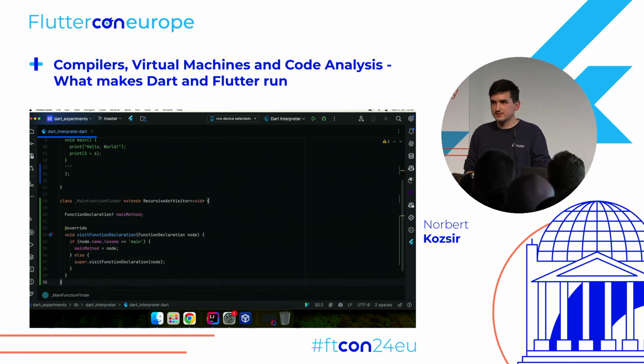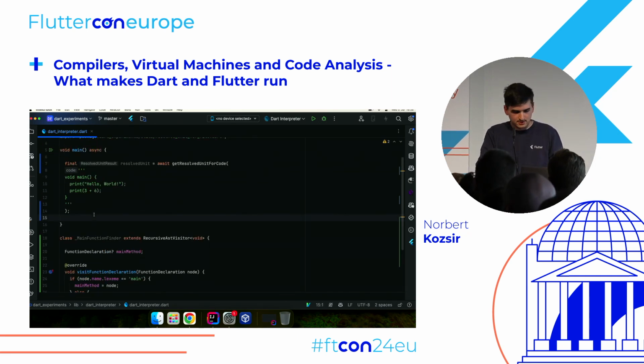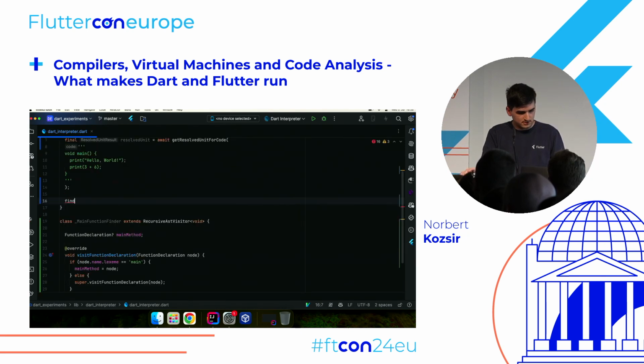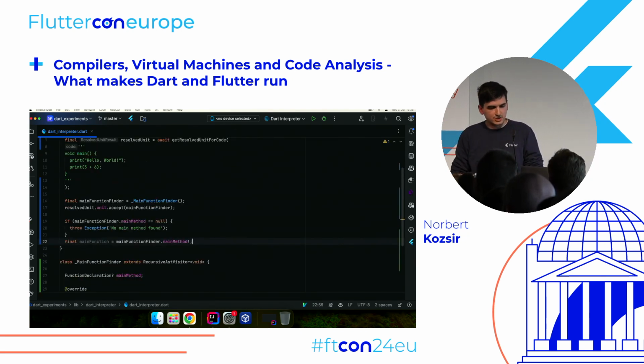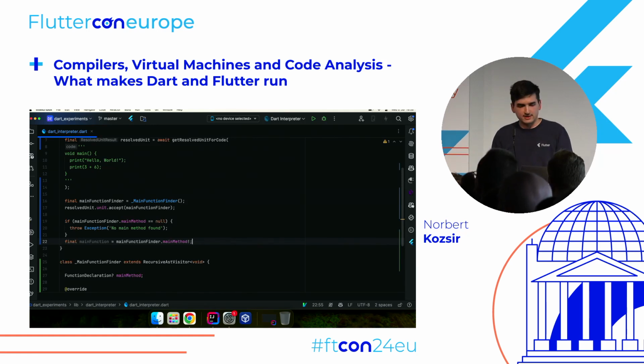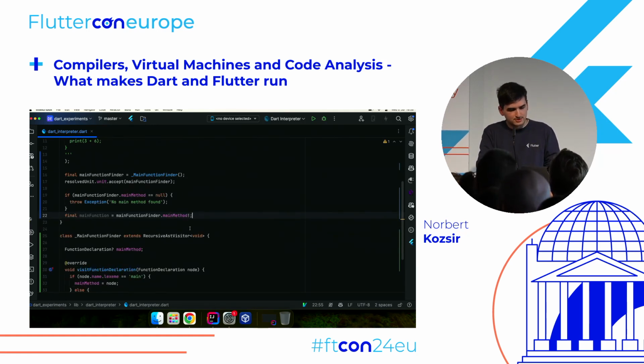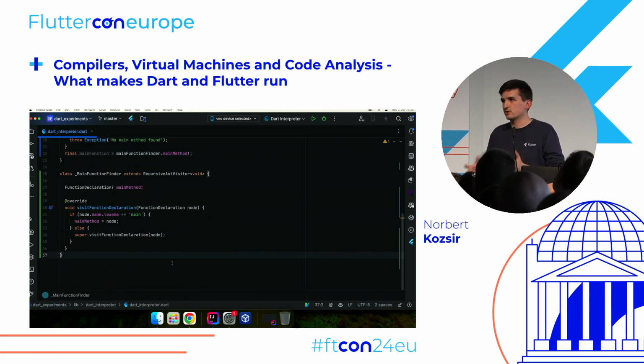So for this, we write a simple visitor, which in this case is a recursive abstract syntax tree visitor, which just makes sure it traverses the tree recursively. And we just take a look: is the function declaration that we're visiting the main function? If it is, we save the value, and then we instantiate that and make the resolved unit that we just analyzed accept this visitor. We have a main function, and now we want to actually evaluate some code.